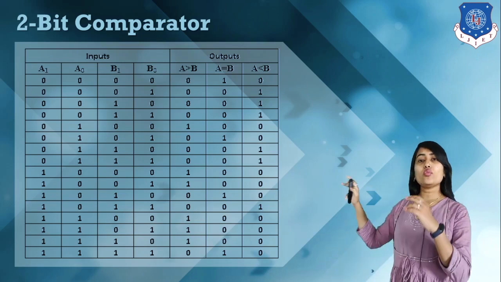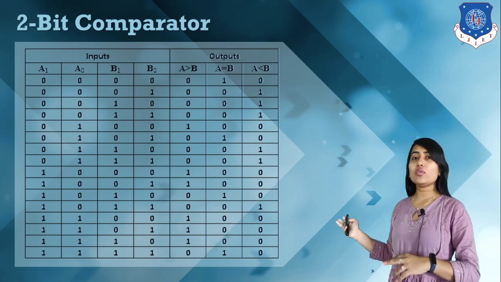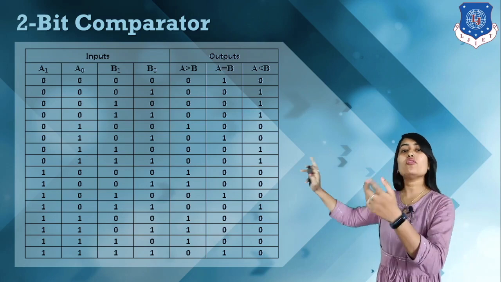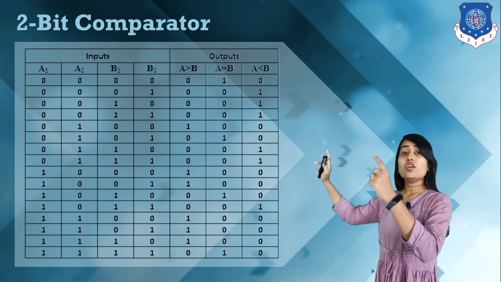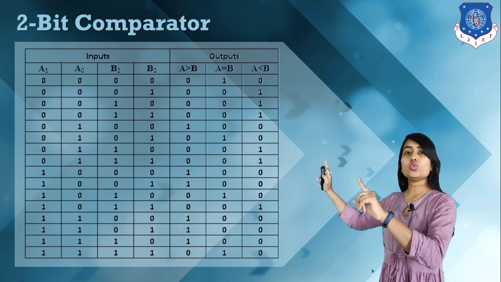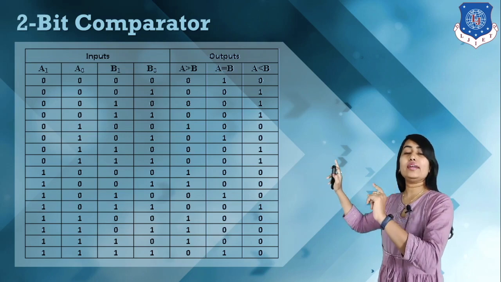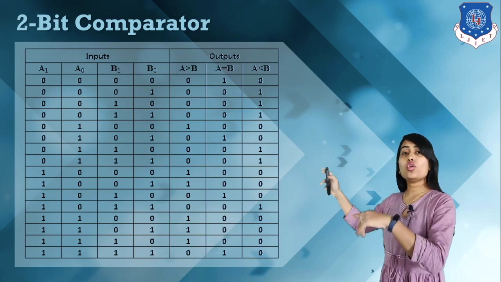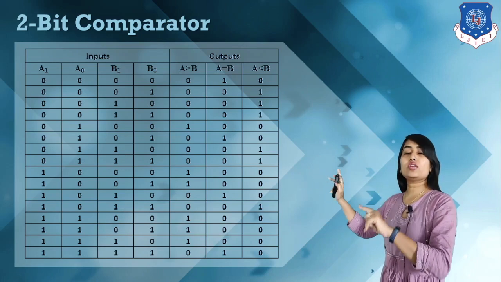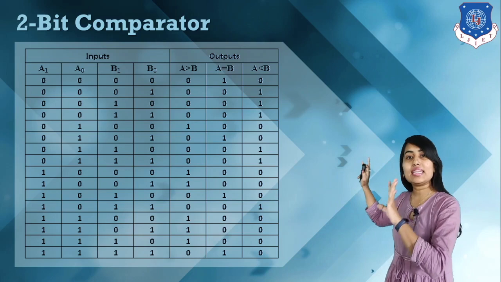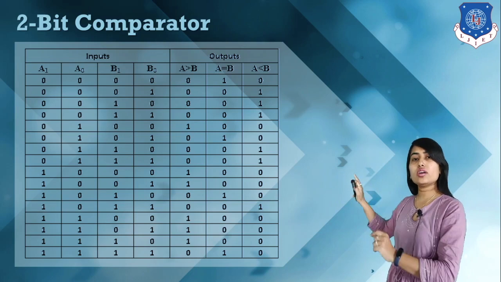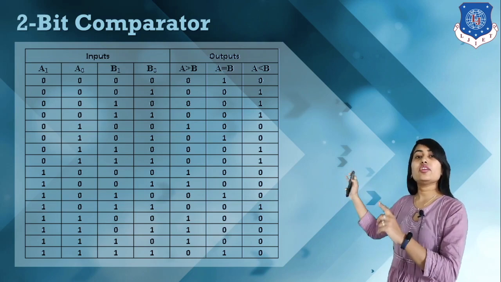Now we have to compare these. How can we compare? First compare A1 and B1. In the first row, A1 and B1 are 0, 0, so we go with the next bit. Here A1 and B1 are 0, 0, and also A0, B0 are 0, 0. That means we can say that A equals B. So here we make A equals B output 1, and the remaining outputs are 0.